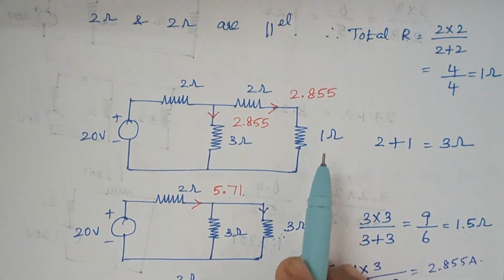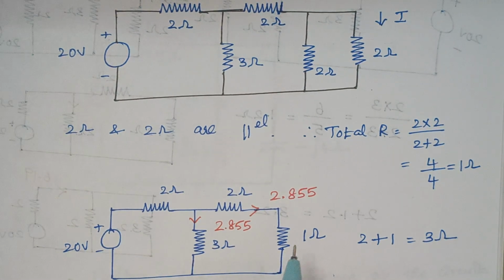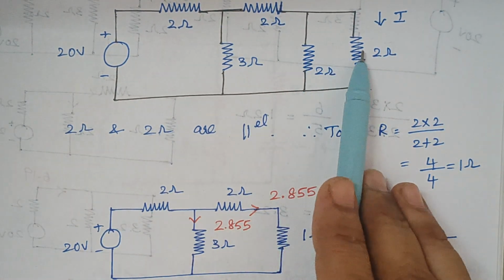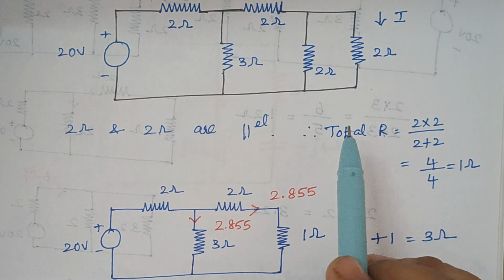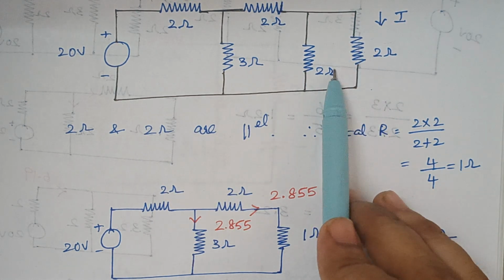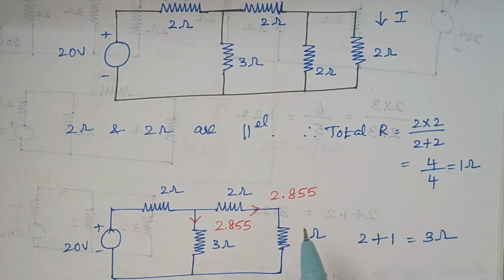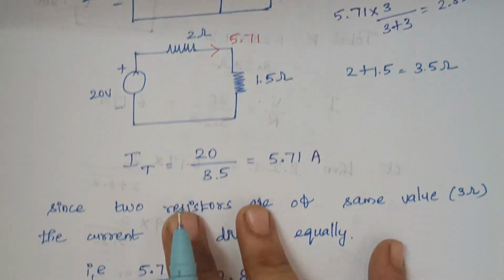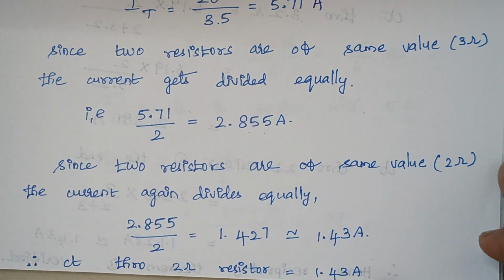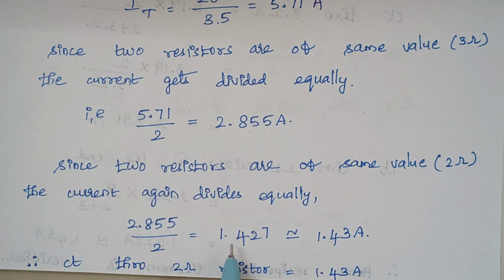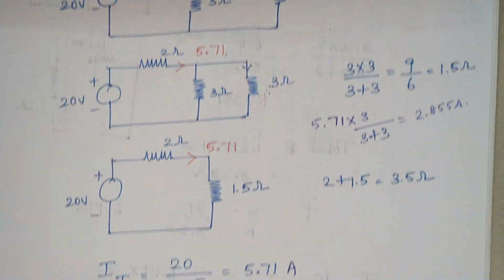Where comes this 1 ohm resistor? This 1 ohm resistor is nothing but it is a parallel combination of two 2 ohm resistors, right? Now again you see here the value of resistors are same. Therefore, we can just simply divide this current value by 2, or else you can use the current division rule also. Everything is fine. So when you divide this 2.855 by 2, so here comes the answer as 1.427. So I am just writing it as 1.43 amps. So this is the value of current that flows through that 2 ohm resistor, you see.